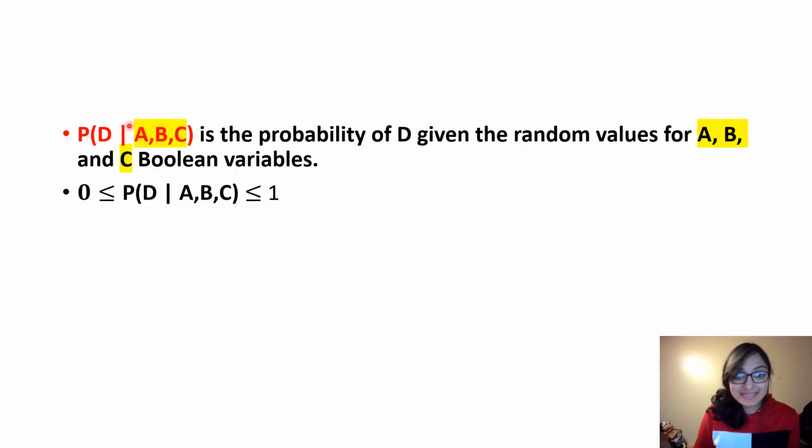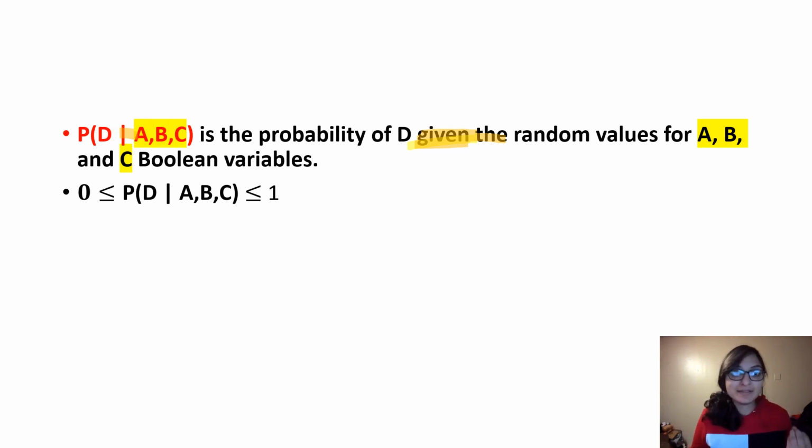So P(D given A, B, C) is the probability of D given the random variables. That's what this bar represents: given the random values for A, B, and C, which are random Boolean variables, so these can be true or false. So what is the probability of D? Again, since it's a probability, it's the probability of D being true or false because it's a Boolean.